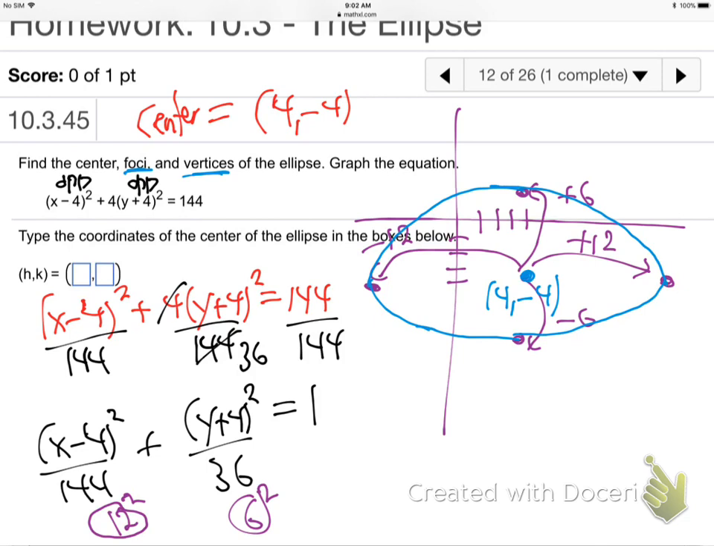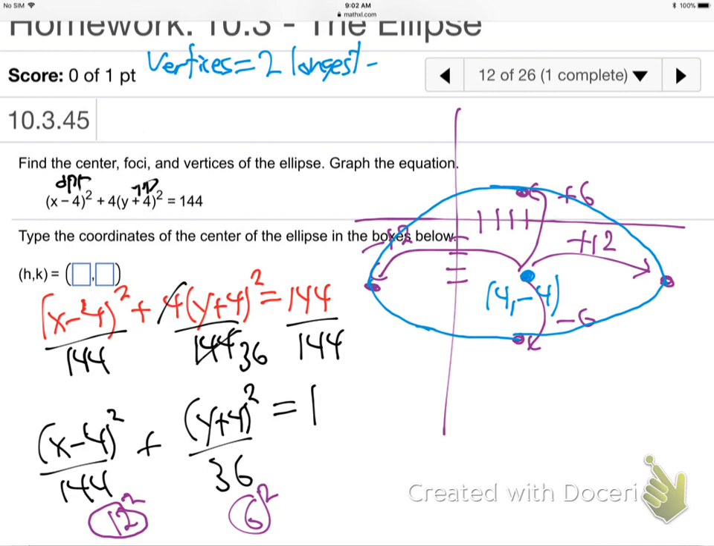Yeah, so the vertices, here, I'll put it over here. The vertices are the 2 longest edges. Yeah, exactly. So when they say they want the vertices, they just want the 2 longest edges. And so the 2 longest edges would be right here and right here. They just want those two. If the egg shape was taller than it is wide, then they would want the top and the bottom. But it's wider than it is tall, so they want the left and the right, don't they?